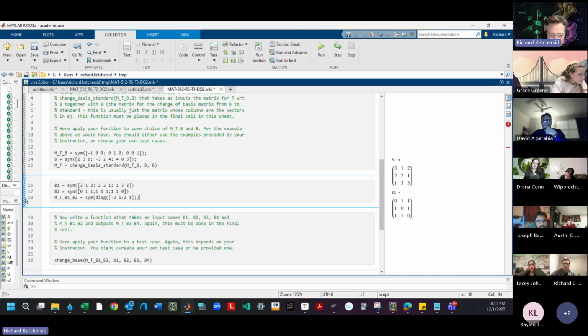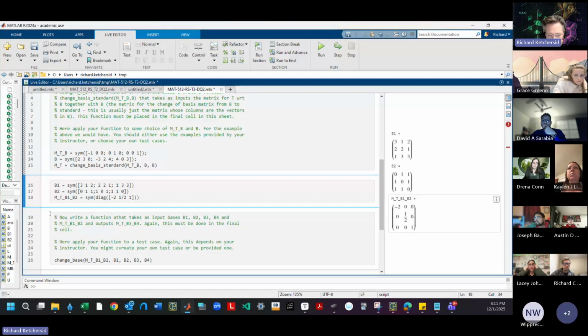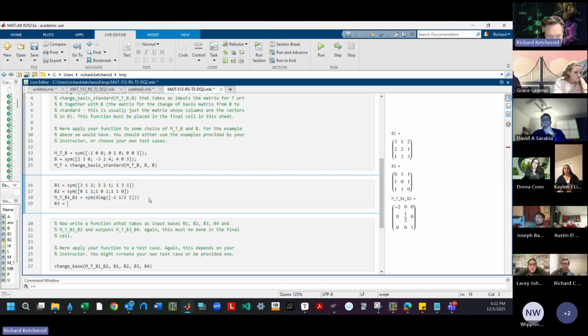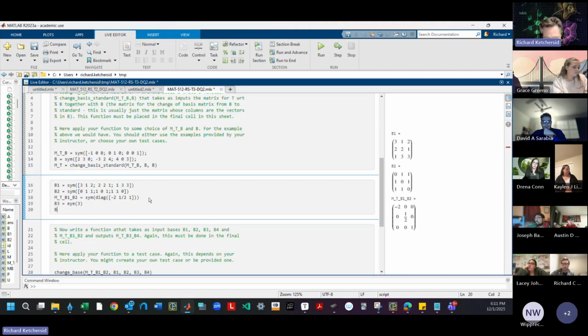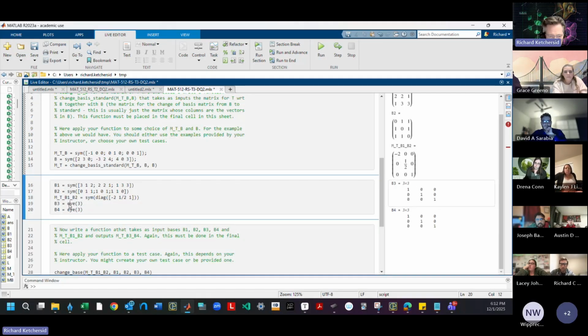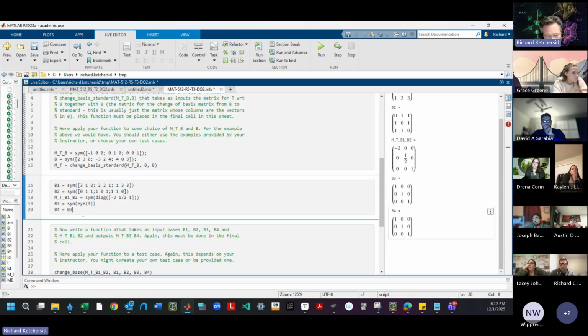So let's just make sure that's right. Right, so that's the matrix I had there. Okay, and then my B3 is equal to, and if I want the identity matrix, you can just write I3. And my B4 is equal to the identity matrix. Okay, so those are all my matrices here. Oh, and I didn't make those pretty, so let me make them pretty. Actually, I can just do this. Okay, so there's all of those things.